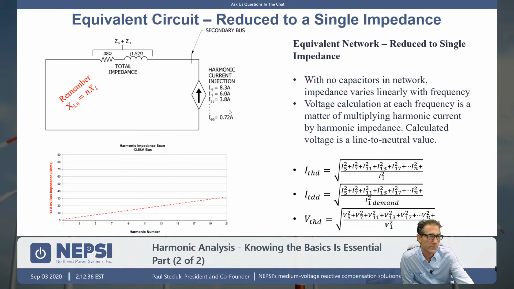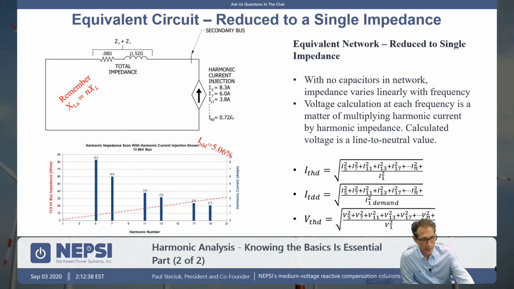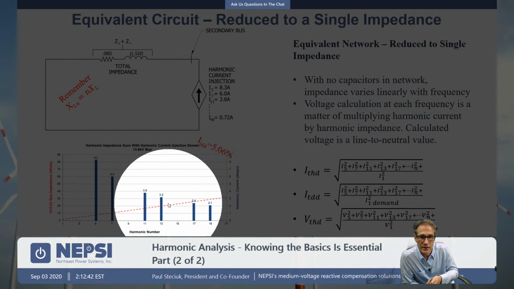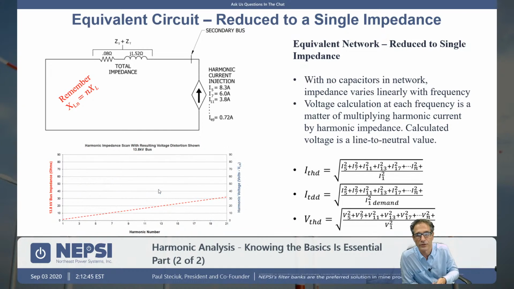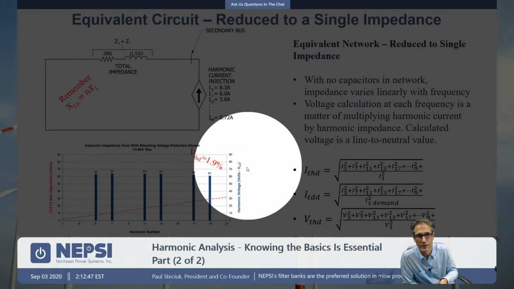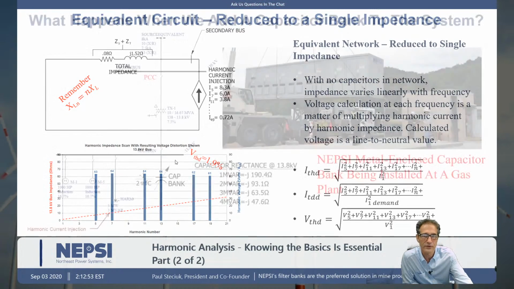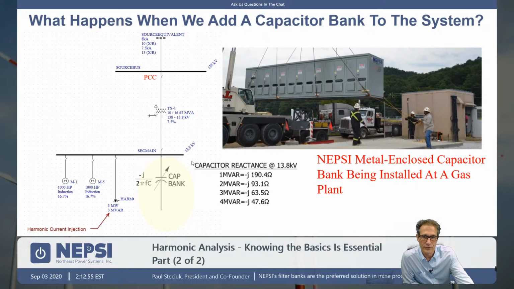All right, so moving on. You take the harmonic current injection here, multiply it times that impedance line, and we can get voltage distortion using these formulas here. So basically, V equals I times Z. And we're moving along fast here. Don't forget, the recording is recorded. You can view Tech Talk session 17, the whole entire presentation.